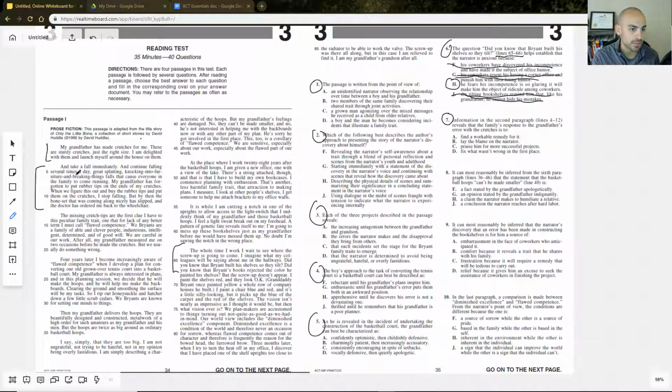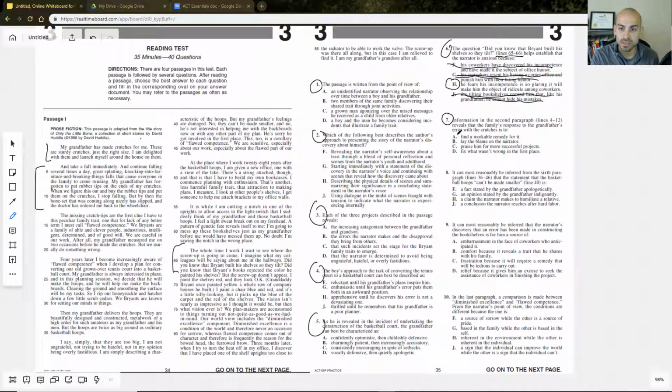And continue falling several times a day. Great splatting, knocking into furniture and breaking things. Falls that cause everyone in the family to come running. My grandfather has forgotten to put rubber tips on the ends of my crutches. When we figure this out and buy the rubber tips and put them on the crutches, I stop falling. But by then, the bone set that was coming along nicely had slipped, and the doctor ordered me back to the wheelchair. All right, so let's take a look.